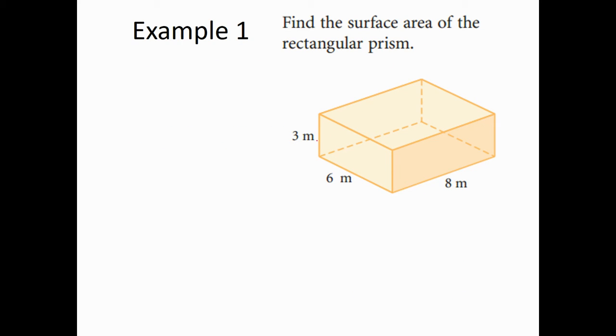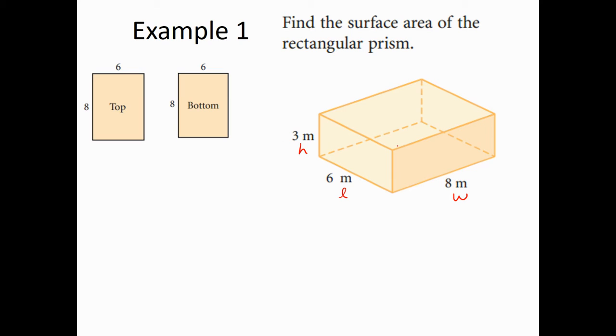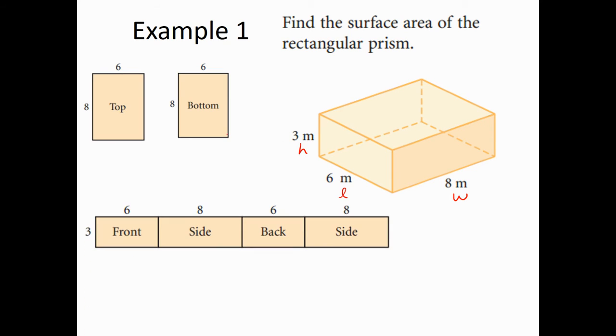Let's call this the length, the width, and the height. So it's basically finding the area of all the rectangles. We've got the top and the bottom, and then we've got the front, the back, and the sides. I'm calling this the front, and this the back, and then we've got 2 sides. Okay, and then top and bottom. So we just find the area of all those rectangles and keep track of them.